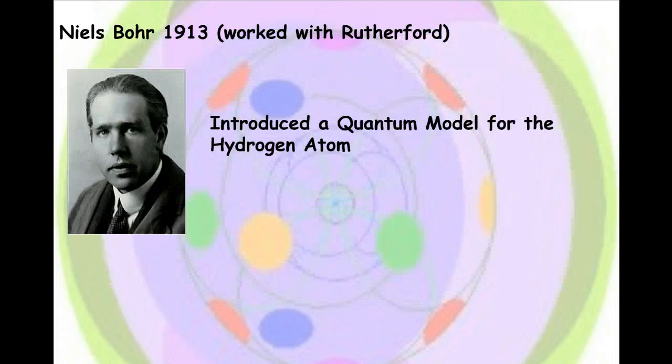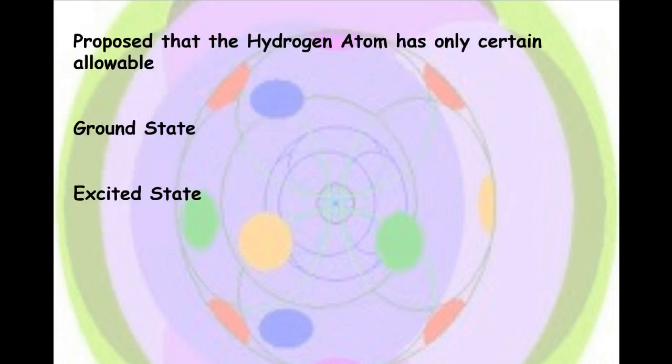Niels Bohr, in 1913, worked in the group with Rutherford. Remember, Rutherford did the gold foil experiment and discovered the nucleus. Bohr introduced a quantum model for the hydrogen atom. Now, look at that term quantum. We've just talked about that. So, a specific energy model for the hydrogen atom.